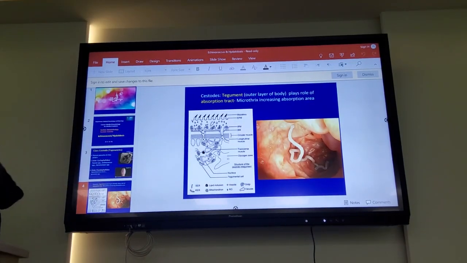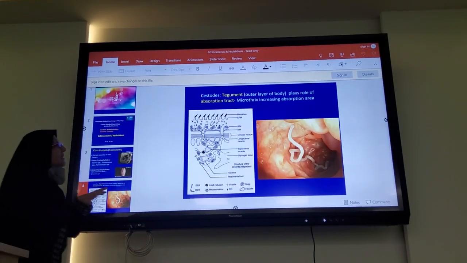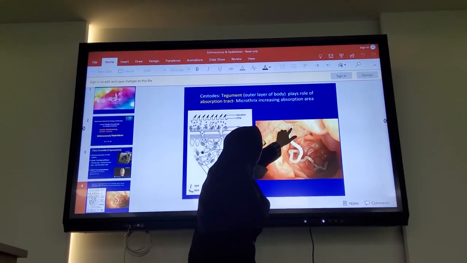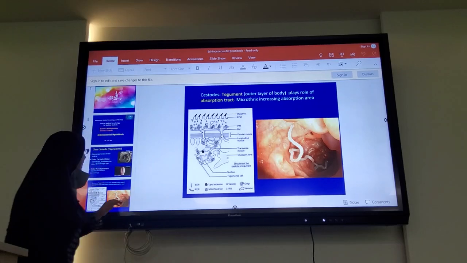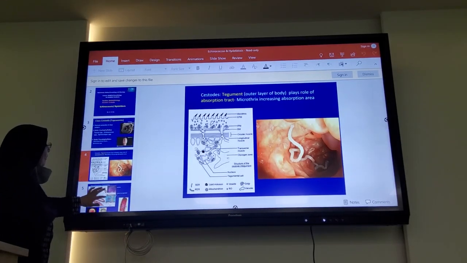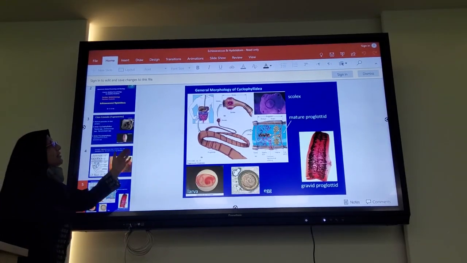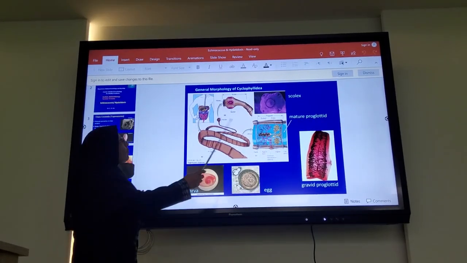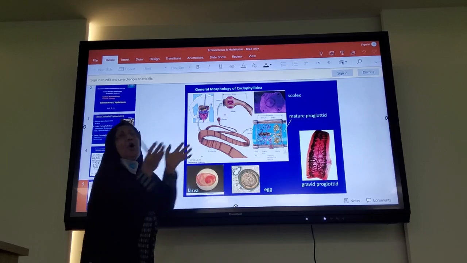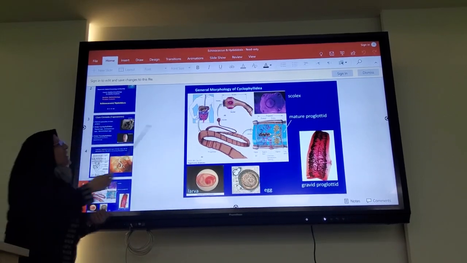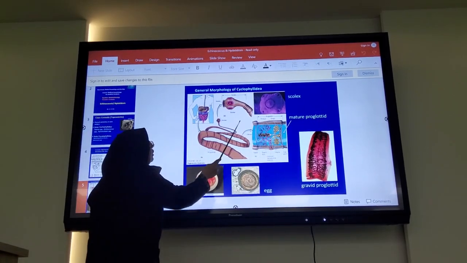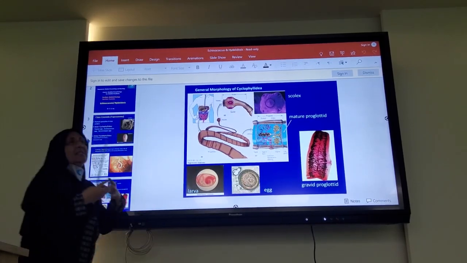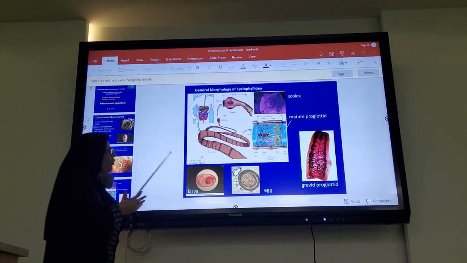All the cestodes at the adult stage are living in the intestine. This is the intestine, and they have attachment organs which help them remain in the human body. This is the general characterization of the cestodes. I told you they have a scolex. The head of the cestode is called the scolex. Scolex, neck, immature proglottid, mature, and this one is gravid. Gravid is full of eggs.